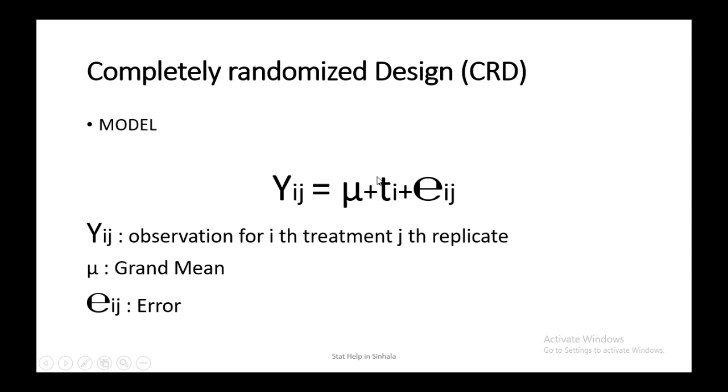Then the other part is this one. This is the treatment effect. Tau i means treatment effect. Then the other one is Eij, that is the error part. According to this, each observation is affected only by the treatment effect and the random error. That is why I said previously, for applying a completely randomized design, the observations should be affected only by the treatment effect and the random error.